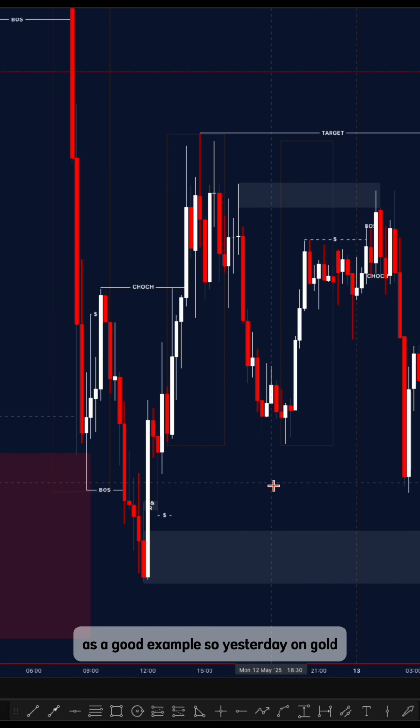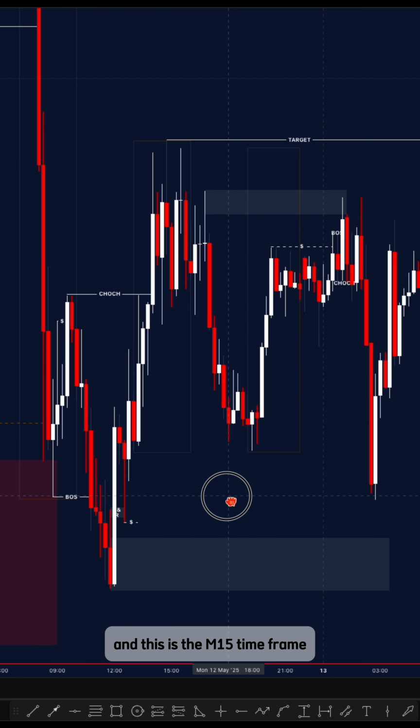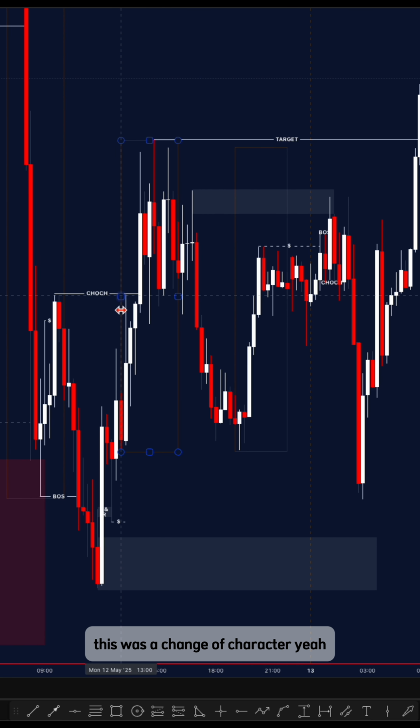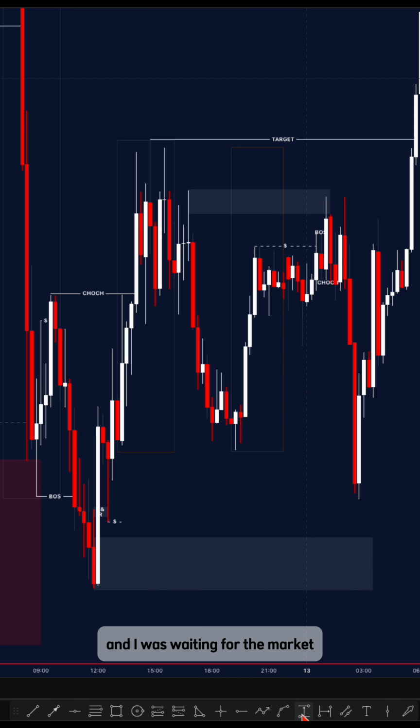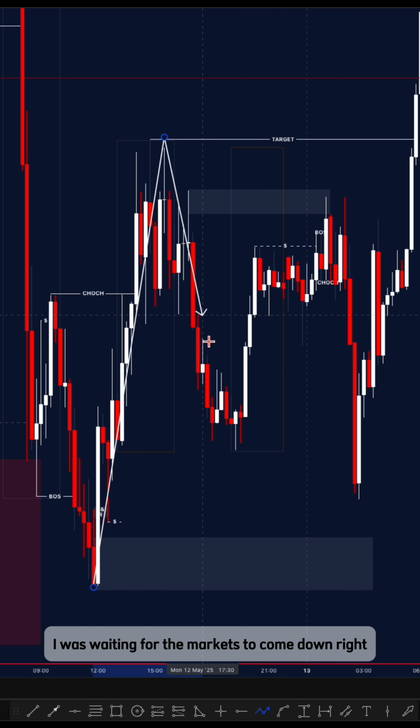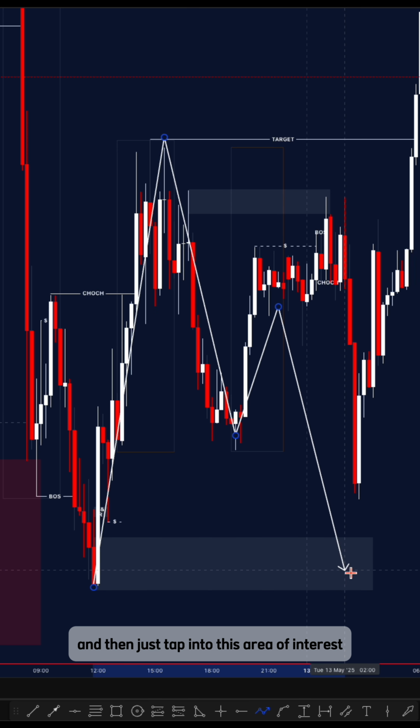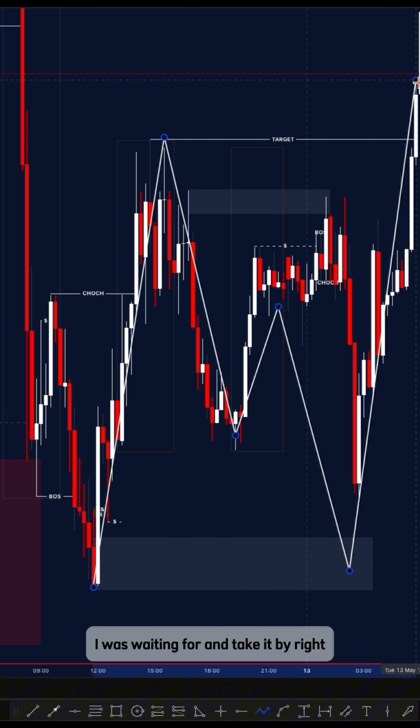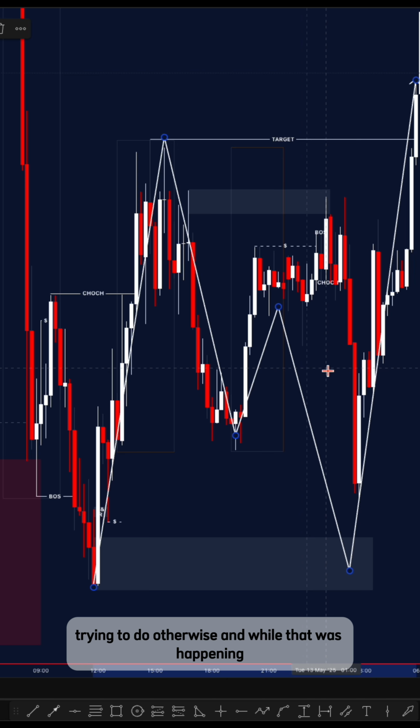So yesterday on gold, and this is the M15 time frame, this was a change of character, and I was waiting for the market, after breaking structure in this range, to come down and tap into this area of interest and take a buy on gold. But that wasn't happening, and gold was moving like gold, trying to do otherwise.